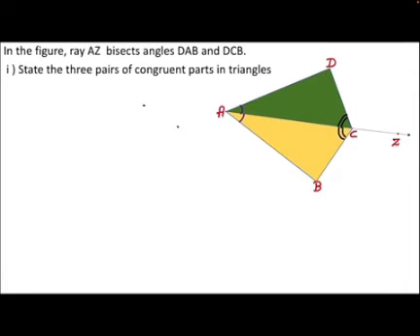In the figure, ray AZ bisects angle DAB and DCB. DAB is this angle, and DCB is this angle. The statement is that ray AZ bisects, which means each angle is divided into two parts. Now, state the three pairs of congruent parts in the triangles and prove that the triangles are congruent.